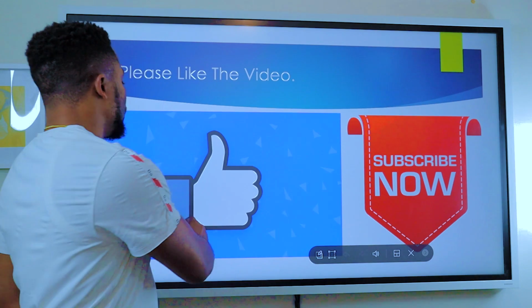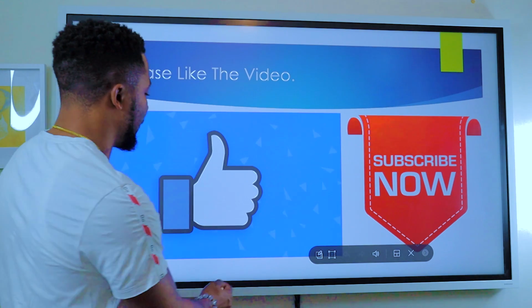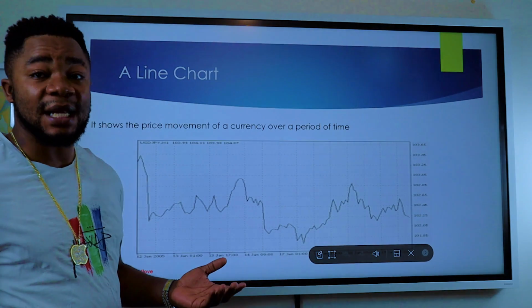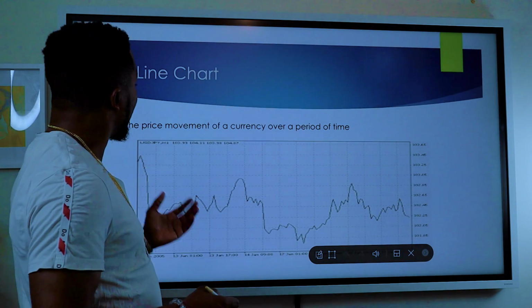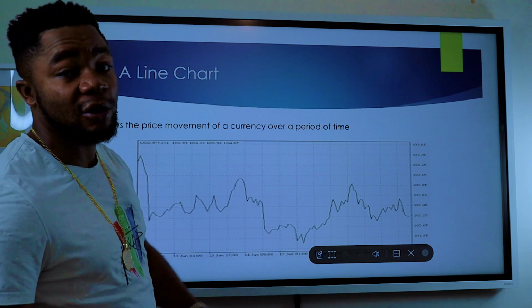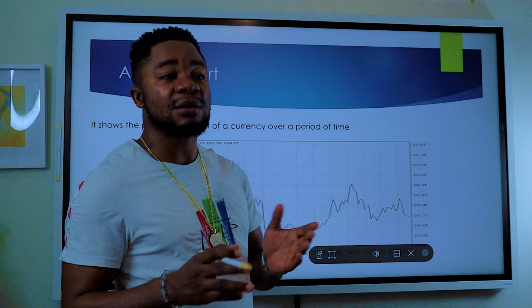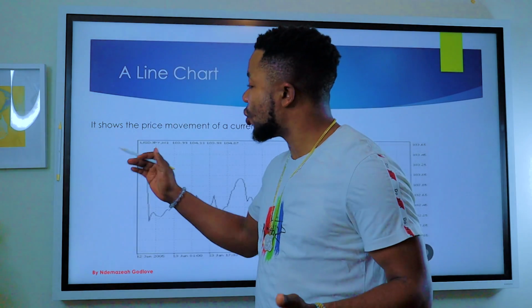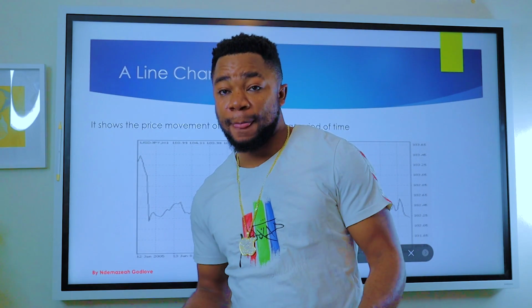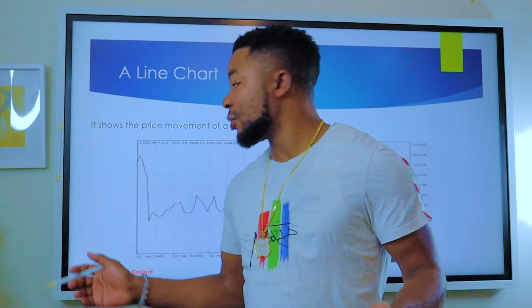All right, so the first type of chart we have here is a line chart. And what is a line chart? As simple as it is, a line chart shows the price movement of a currency over a period of time. As simple as that. A line chart just shows the price movement of a currency over a period of time.